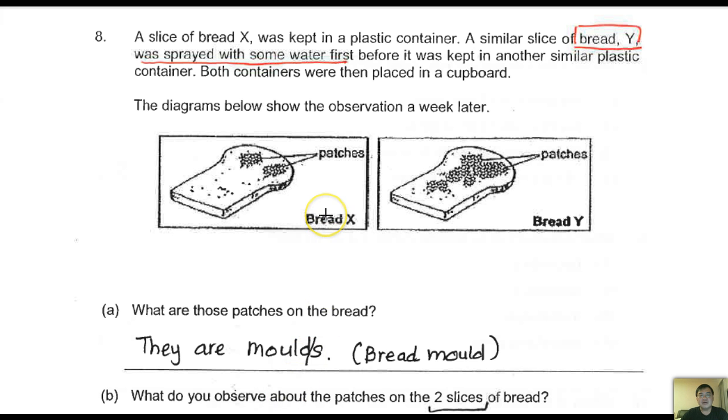Now after a while, a week later, some patches were observed, and here more patches. Definitely you can easily conclude that these are mold. So what are those patches on the bread? They are mold, bread mold. Right, that is easy. Let's carry on.